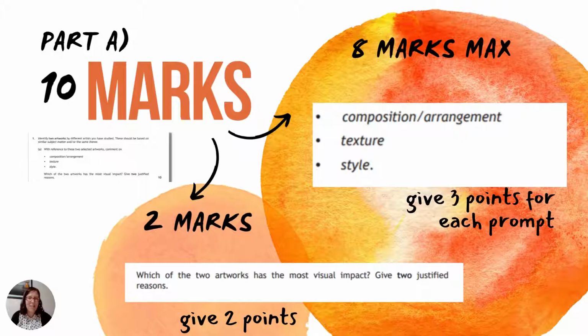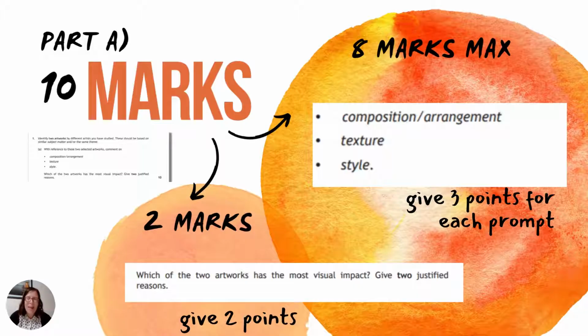At the end, and this is the part that a lot of people miss, there's this sentence which asks, which of the 2 artworks has the most visual impact? Give 2 justified reasons. If you don't answer that part of the question, the maximum you can get is 8 marks. So it's really important to remember to pick out one of these artworks as your favourite or the one which you think has the most visual impact.